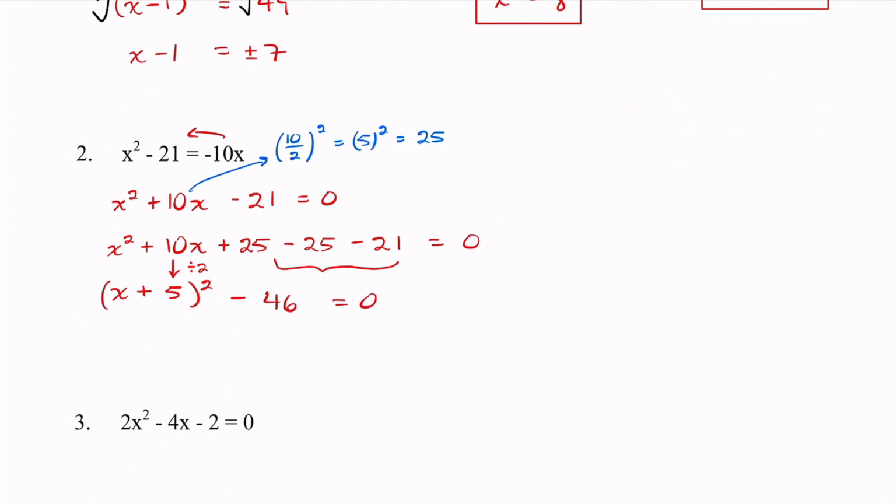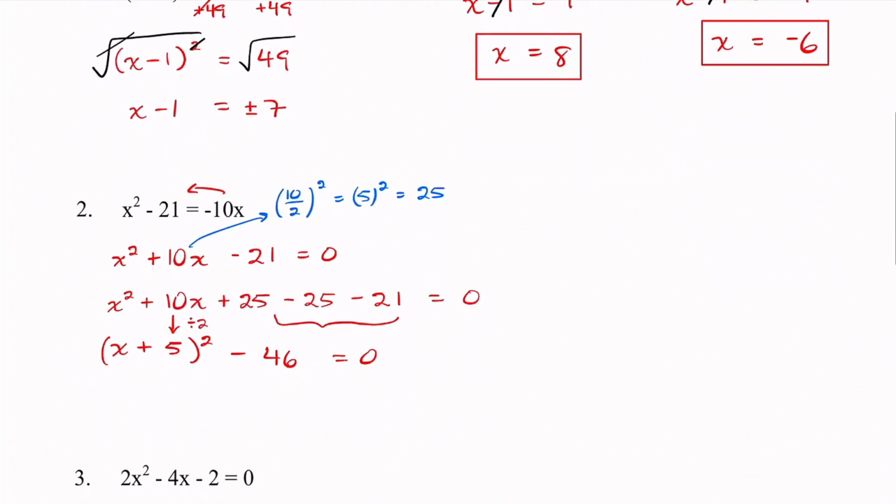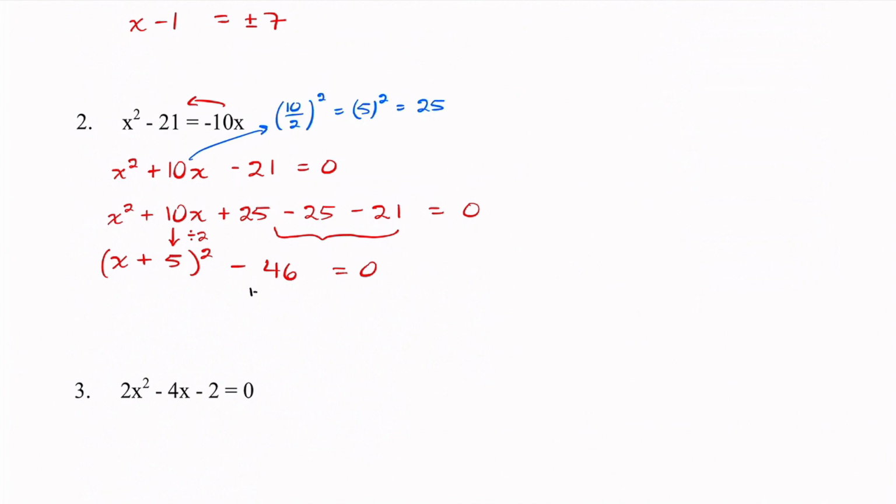So now what we have at this step right here is basically what we had in the previous question. It's the exact same steps from this point on as what we did in number 1. So I'm just going to try to isolate the x. I'm going to move everything over to the right, take the square root, and then get rid of that 5. So let's add 46 onto both sides here first. Those will cancel. And then I have x plus 5 squared equals 46.